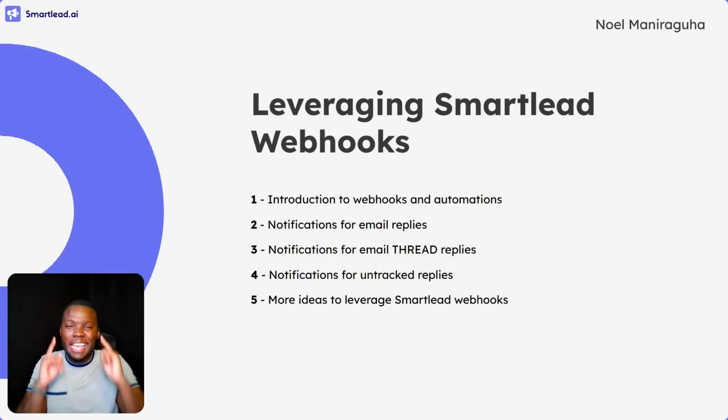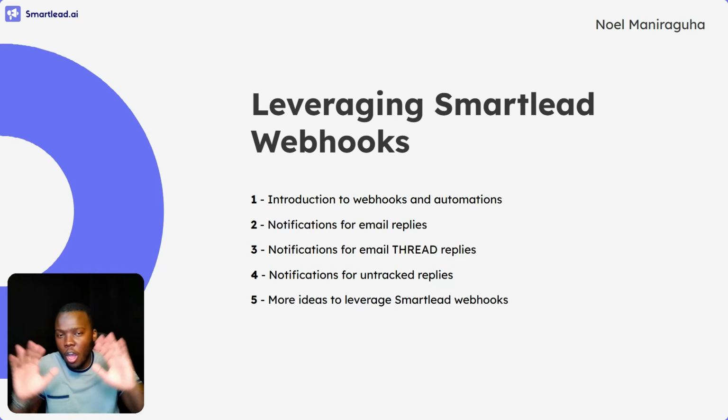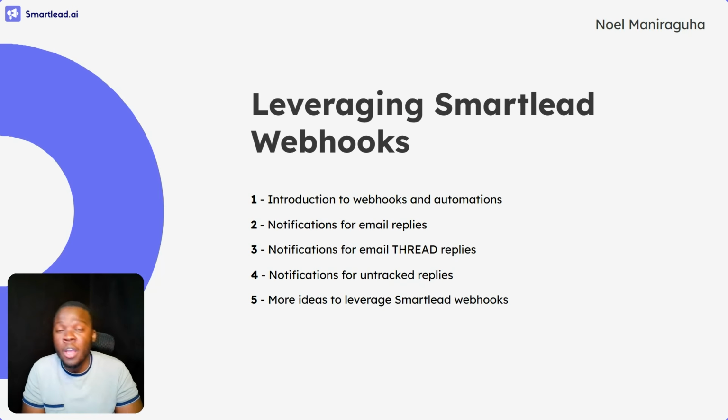What's up, everybody? In this video, I'm going to be showcasing a bunch of different automations to help you leverage the power of Smartlead webhooks. And the main three automations that we're going to be focusing on are notifications for email replies, thread replies, untracked replies. But keep watching till the end of this video as I'll be showing 10 additional automations that will help you leverage the frameworks that we will be speaking about throughout this video.